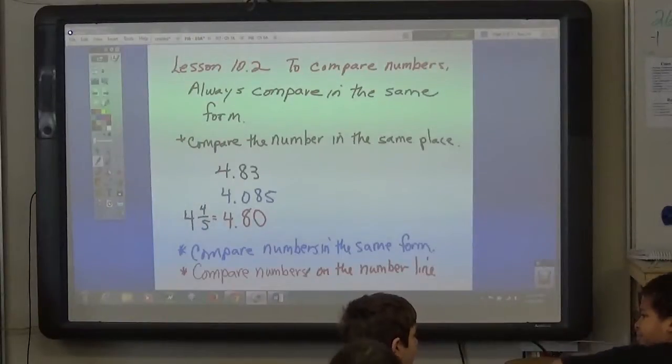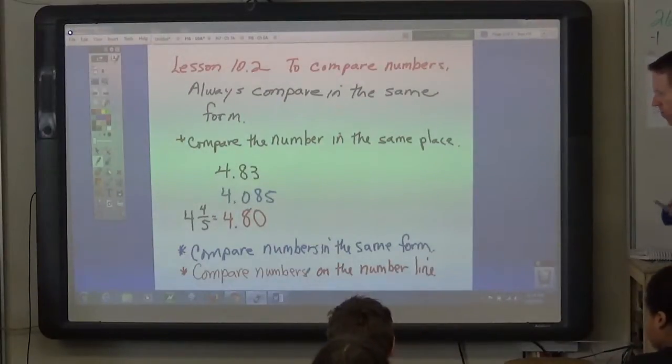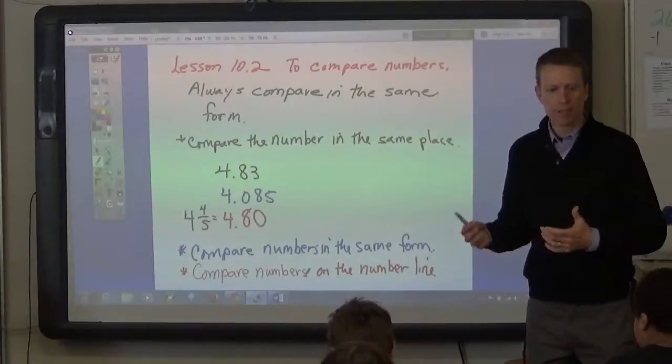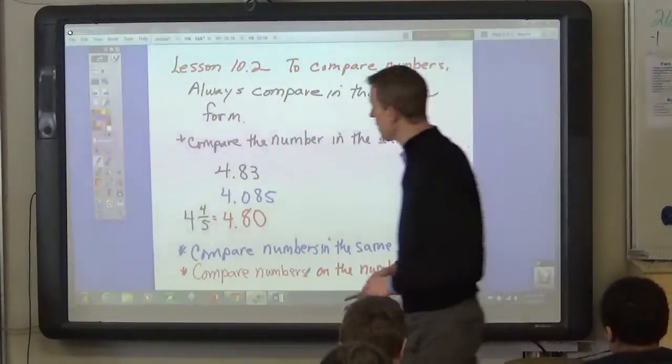In lesson 10.2, sixth graders, we are comparing numbers. Now, when you're comparing numbers, you always have to compare them in the same form. Okay? Think about comparing these digits.